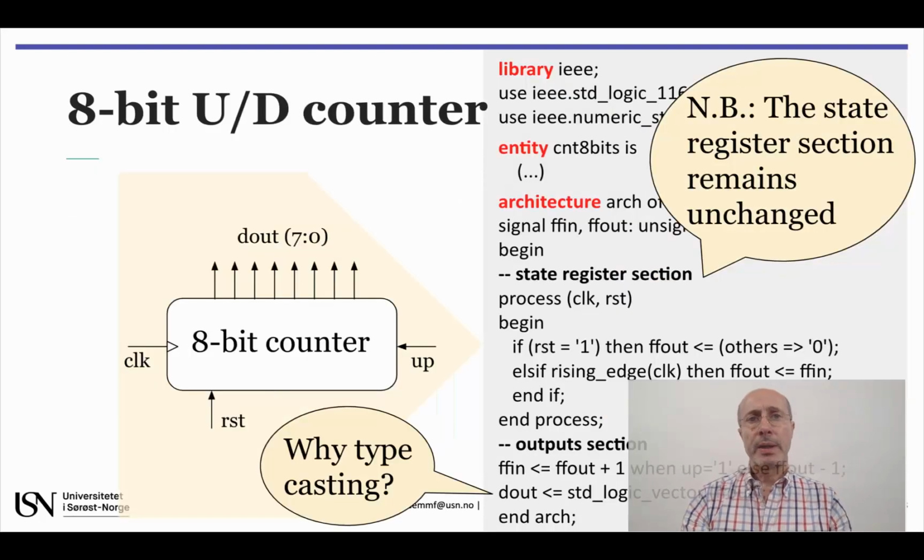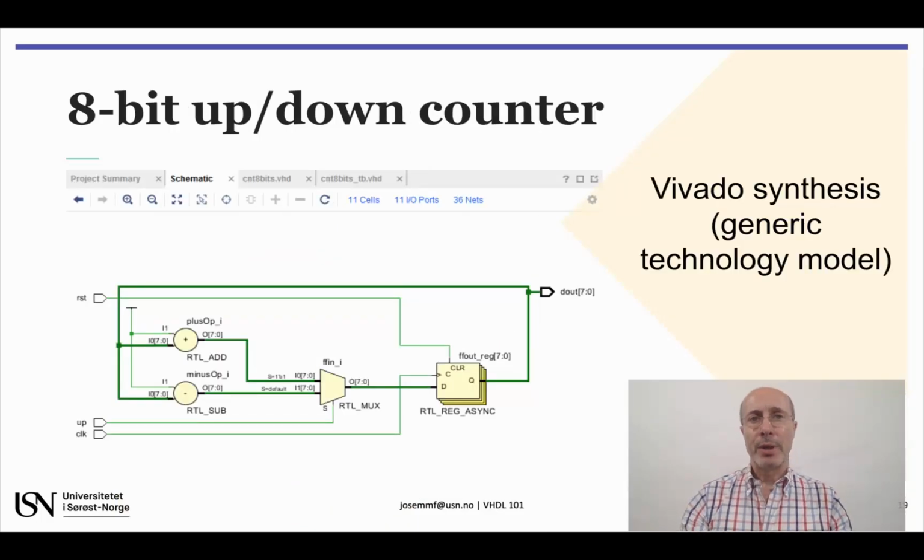Last but not least, since counters are so often used in digital circuits, here's the VHDL description of an 8-bit binary up-down counter. Notice that the state register code in the architecture section is exactly equal to the shift register description. How is this possible? And why is typecasting needed in this case? Okay. I guess that you will need to pause the video once again. This diagram shows the generic model representation created by Vivado Synthesis, where you can see the adder and subtractor blocks used to implement the counting function.